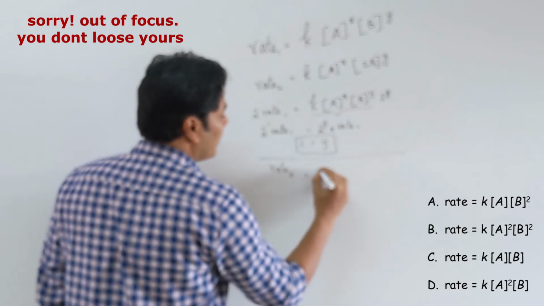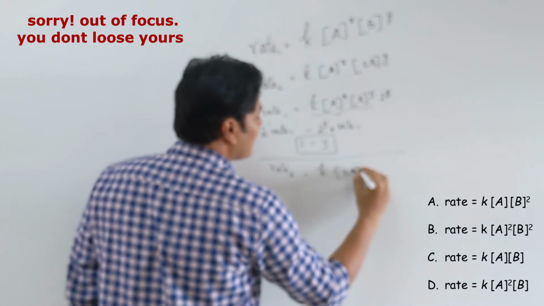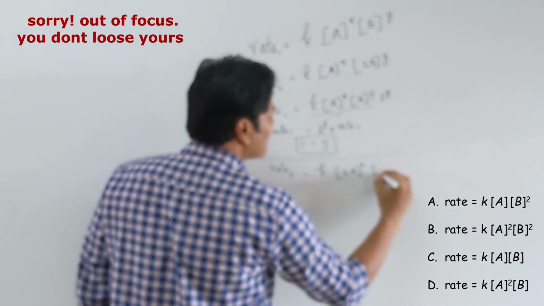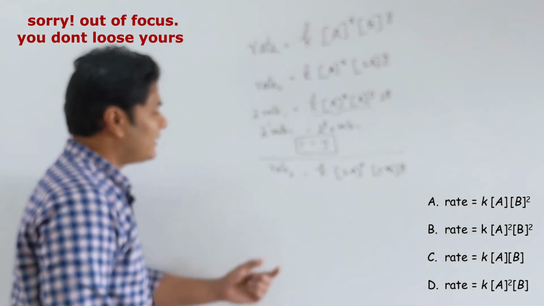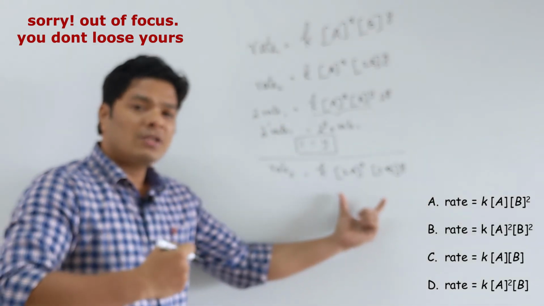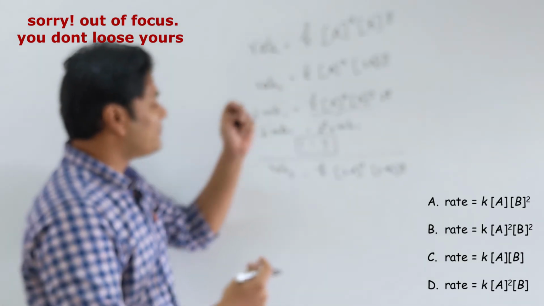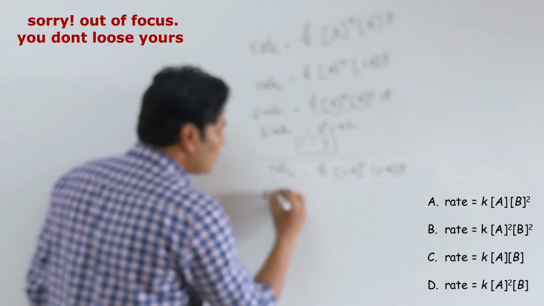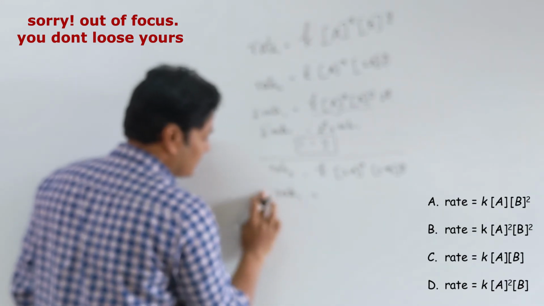rate 3 equals k. I am doubling the concentration of A to the power x and doubling the concentration of B to the power y. So now they have said that when you double both the concentration of A and concentration of B, the rate has become 8-fold, meaning 8 times the initial rate. So 2 times rate 1, sorry, not 2 times, it's second set.